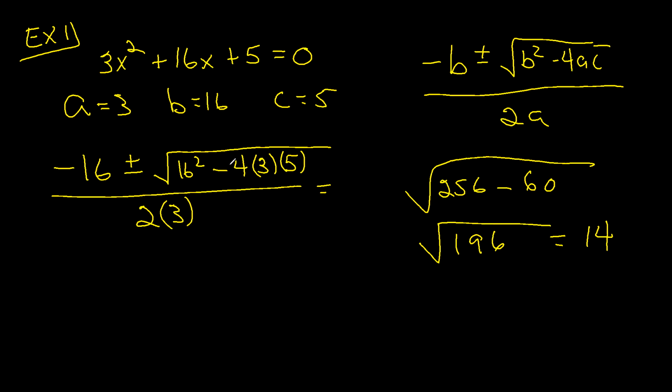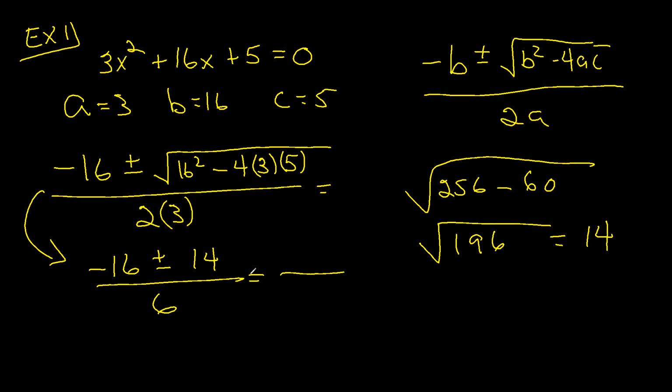So what have I got here? I'm going to rewrite this to be negative 16 plus or minus 14 now. All this turned out to be 14 as depicted over on the right side here. And that's all going to be over 6. So it looks like I'm going to have negative 16 plus 14, which is negative 2, and that would be over 6. Negative 2 over 6 simplifies to negative 1 over 3.